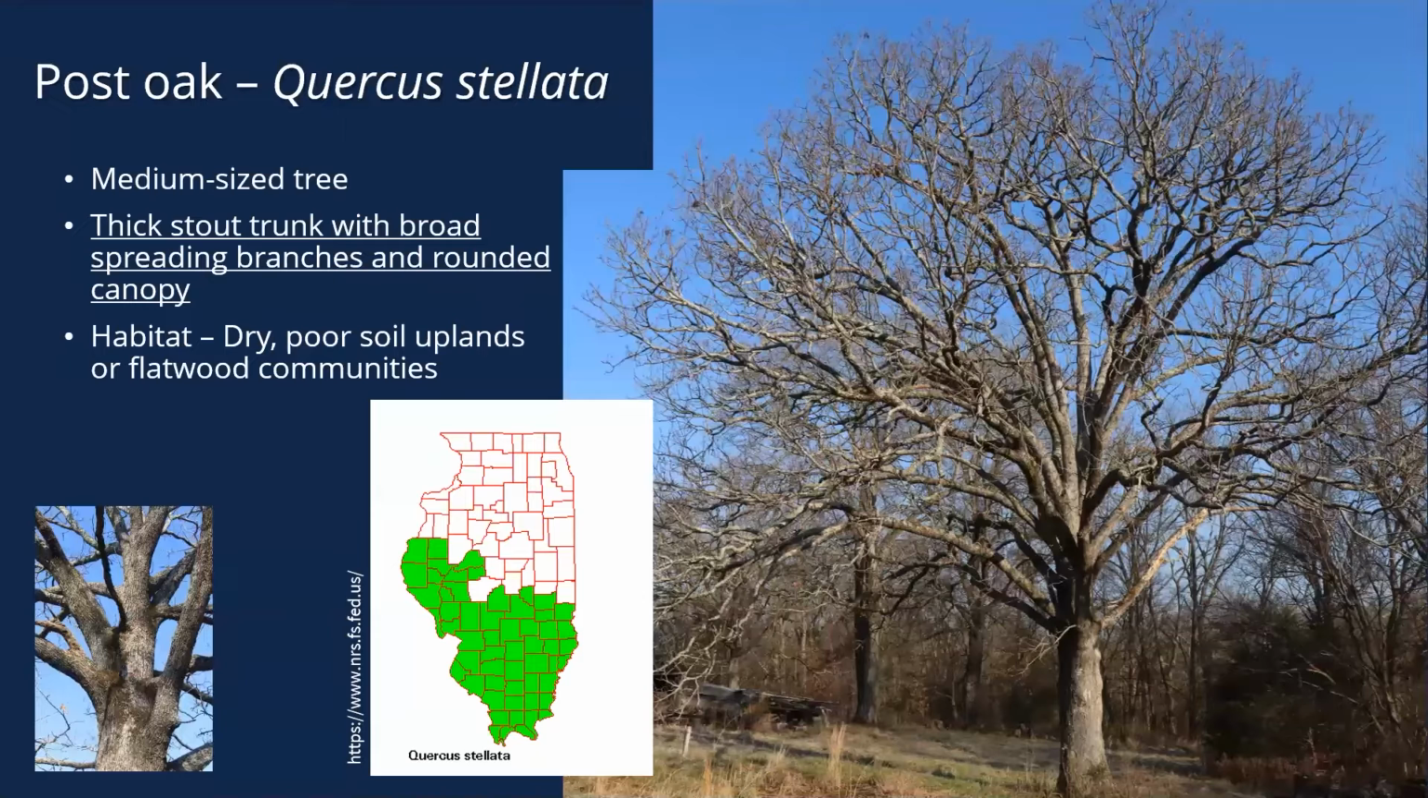And so you get a perched water table for part of the year and it's really, really wet. And then when it dries out with that clay, it gets really, really dry. So it's somewhat of a harsh environment. But post oak seems to thrive in both of those kinds of harsh environments, the dry, poor uplands or these flatwoods. And again, depending on where you're at, fairly common in those upland sites or those flatwood sites in the southern third to half of the state.